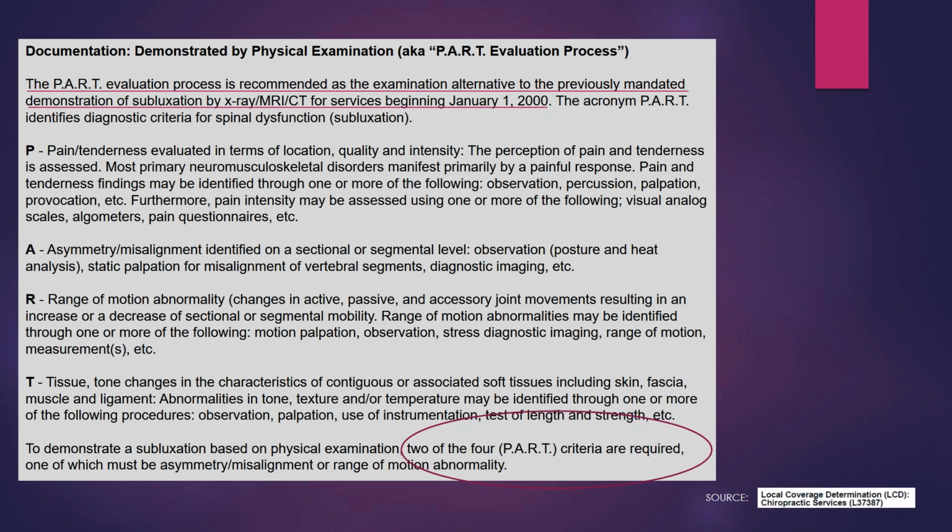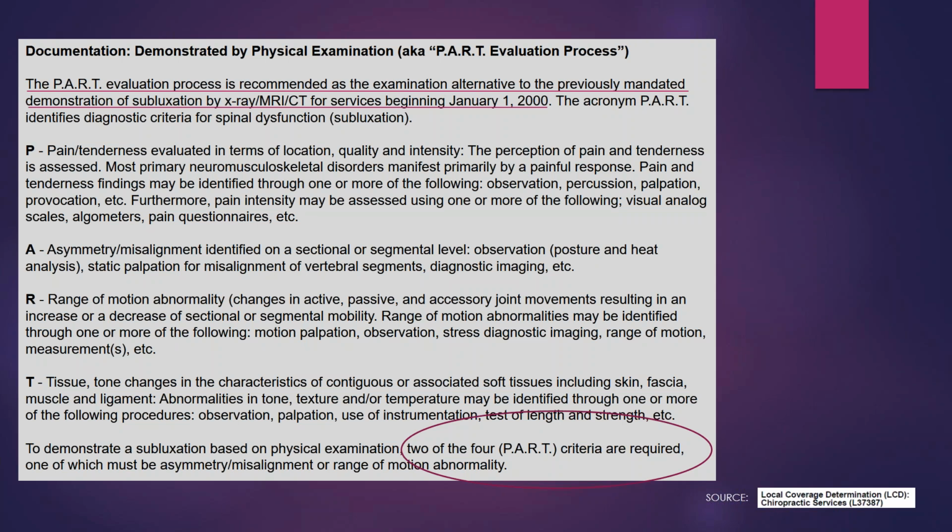So what is the PART exam? The PART evaluation is an acronym for having certain elements of the documentation of the exam met, and it is PART. P stands for pain and tenderness, A stands for asymmetry, misalignment, R stands for range of motion abnormality, and T stands for tissue and tone changes in the characteristics of soft tissues, including skin, fascia, muscle, and ligament. And you can see within your LCD that they identify what you would need to document in your PART exam in order to justify medical necessity for a spinal subluxation for a Medicare patient.